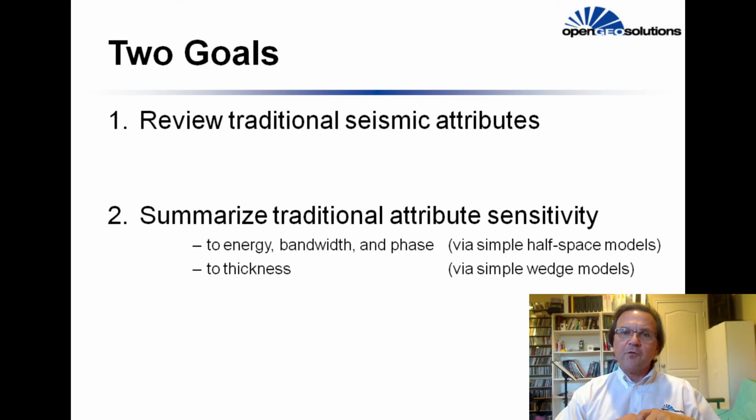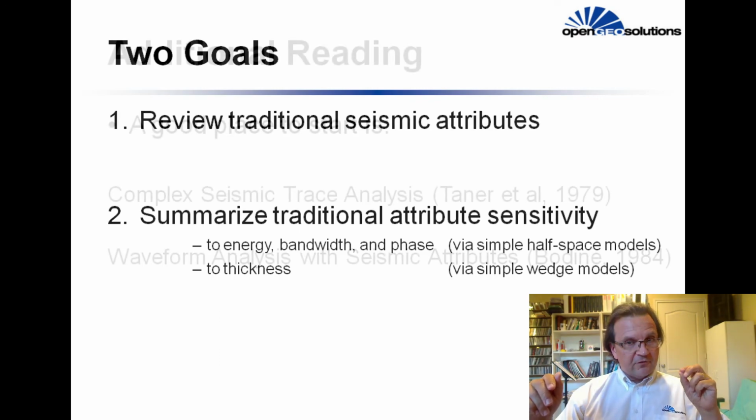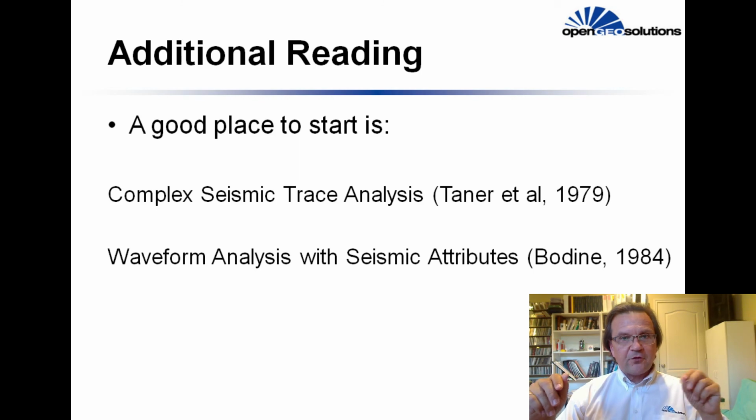My goal here was to provide a brief intro to the traditional seismic attribute set. As I mentioned earlier, much has been written about these attributes in literature and online. And just once again to mention, for more information, I would recommend starting with the 1979 paper by Tanner et al., that is Complex Seismic Trace Analysis, or John Bodine's Waveform Analysis with Seismic Attributes.